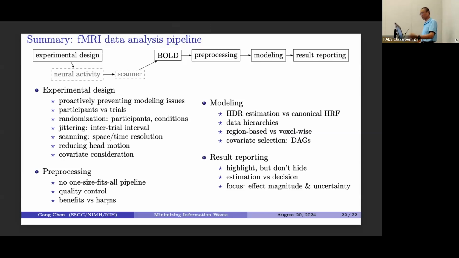Modeling, there are many issues, right? Should we assume the canonical curve? We already know that's problematic. That's not representative of the whole brain. So we should avoid that and adopt estimation instead of the canonical curve. Data hierarchies: across the brain, there's a hierarchical structure, a centralized distribution. We should take advantage of that and put it into the model, instead of pretending there's no information sharing across the brain. That's just not the real situation.